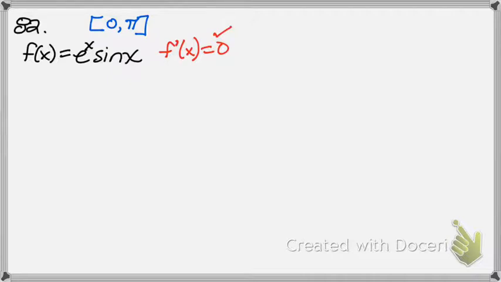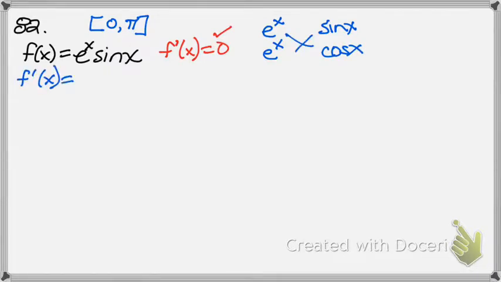All right, so now we're going to find the derivative using the product rule. It's not going to be a difficult one to do. We have an e to the x and a sine x. The derivative of e to the x is e to the x. Derivative of sine is cosine, crisscross. So my derivative is e to the x cosine x plus e to the x sine x.